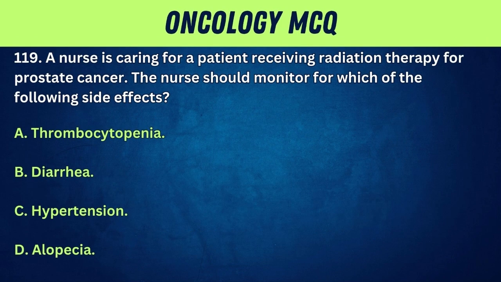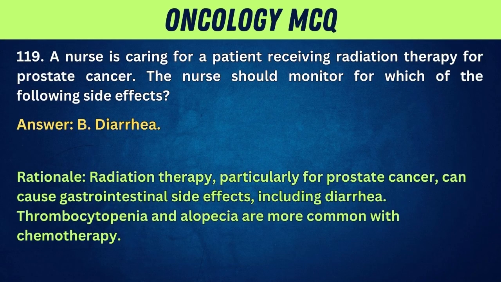A nurse is caring for a patient receiving radiation therapy for prostate cancer. The nurse should monitor for which of the following side effects? A. Thrombocytopenia. B. Diarrhea. C. Hypertension. D. Alopecia. Answer: B. Diarrhea. Rationale: radiation therapy, particularly for prostate cancer, can cause gastrointestinal side effects, including diarrhea. Thrombocytopenia and alopecia are more common with chemotherapy.